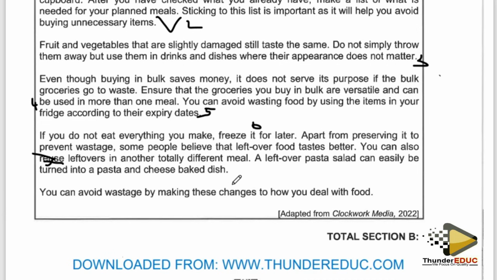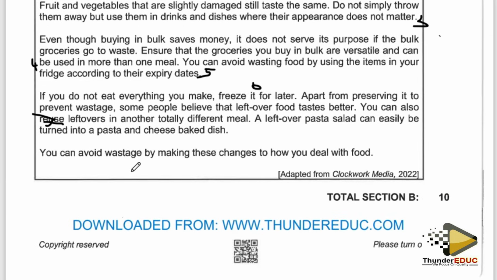We do not use examples, remember, in a summary. So examples are not points, they are just for further information. So those are our 7 points. You can avoid wastage by making these changes to how you deal with food. That is a summative statement to our passage, so it's not a relevant point.